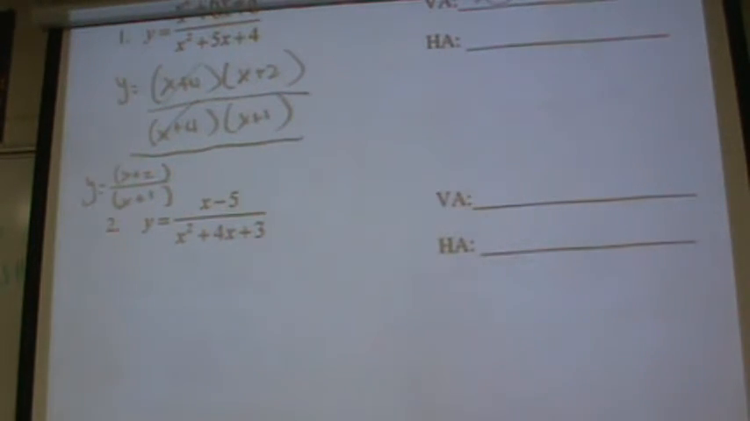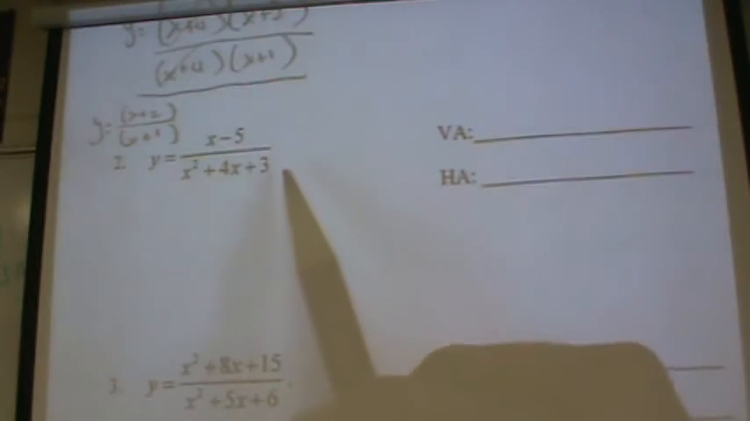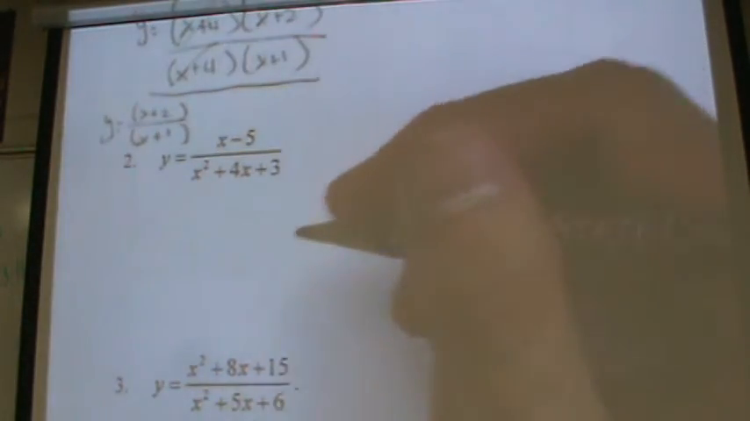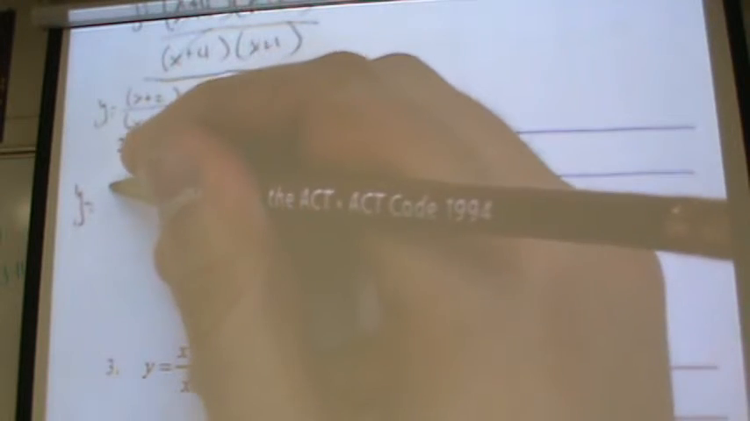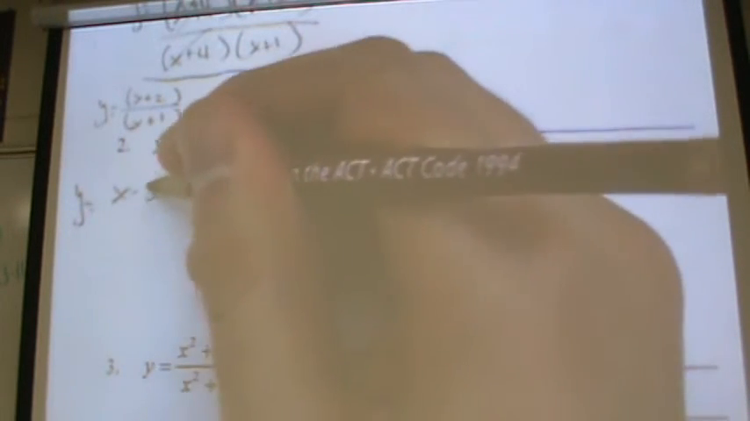Alright, the next one, this one's already set up for you. It's not like you have to factor that one out. But what can you add up to get 4 and then multiply to get 3? 3 and 1. Good job. Okay, so I'm going to rewrite it. Equal x minus 5.